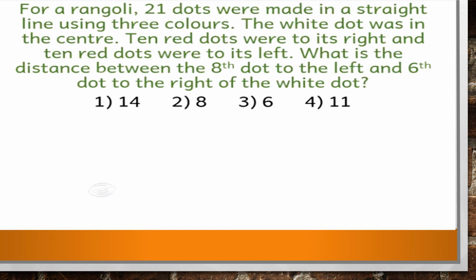Alright. So for a rangoli, 21 dots were made in a straight line using 3 colors. The white dot was in the center, that is the origin. Okay. 10 red dots were to its right and 10 red dots to its left. So I hope you all are getting what we are exactly doing. What is the distance between the 8th dot to the left and the 6th dot to the right of the white dot? Okay, so very simple.